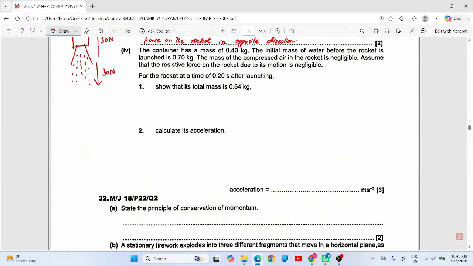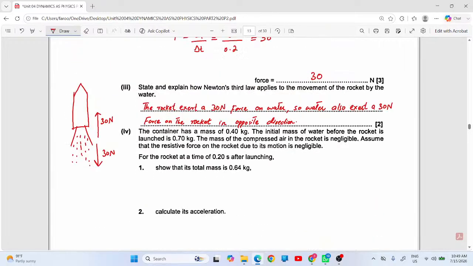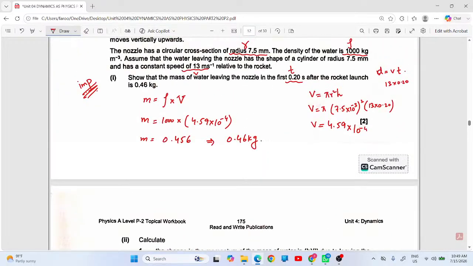The container has a mass of 0.40 kilograms. The initial mass of water before the rocket is launched is 0.70 kilograms. The mass of the compressed air in the rocket is negligible. Assume that the resistive force on the rocket due to its motion is negligible. For the rocket at a time of 0.20 seconds after launching, show that its total mass is 0.64. We did not do this before. Before, we found the mass of water leaving the nozzle in the first 0.2 seconds.